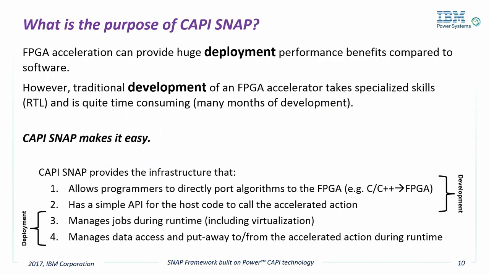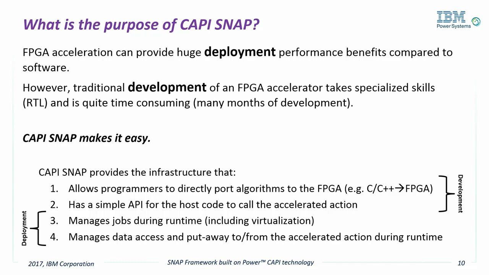It is important to differentiate between development and deployment environments. Development is where we create accelerated IP and integrate it with the target application. Deployment is where end customers use the integrated environment, including the accelerator. CAPI Snap plays a role in both.